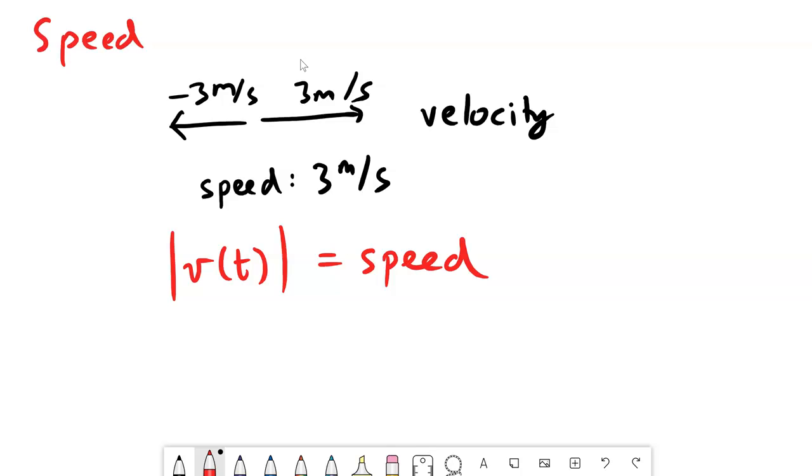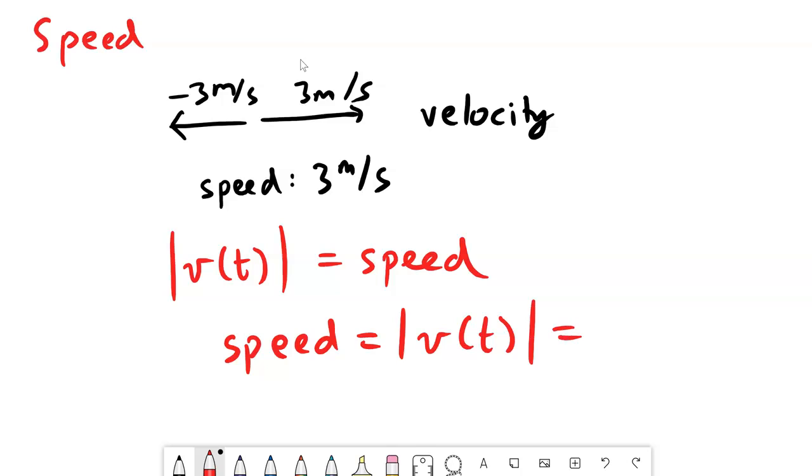Or if you want to do it in terms of position, you would say speed is equal to this, which is also equal to the absolute value of the derivative with respect to time of the position function. And this is really important to know, the difference between velocity and speed.